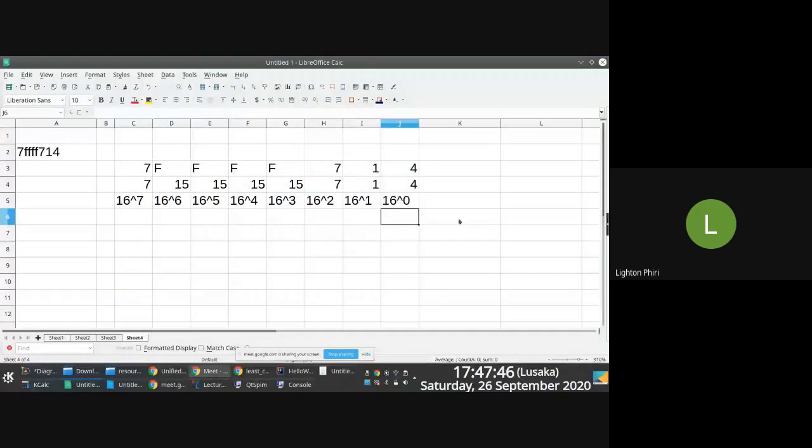It's not a problem. So you evaluate the powers of 16. 16 power 0 is 1. 16 to power 1 is 16. Same drill here. 16 power 2. Oops.